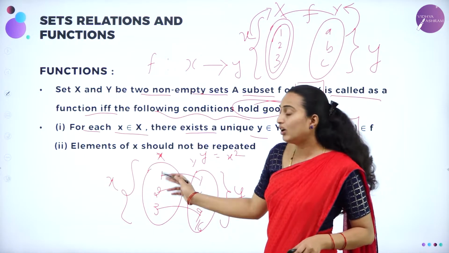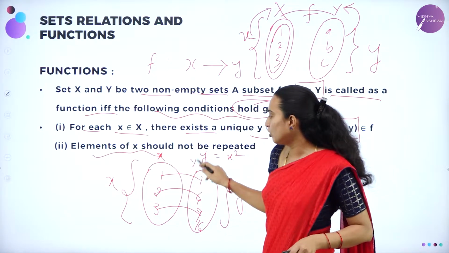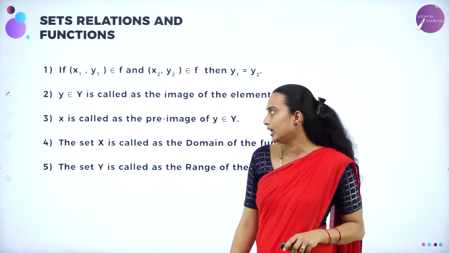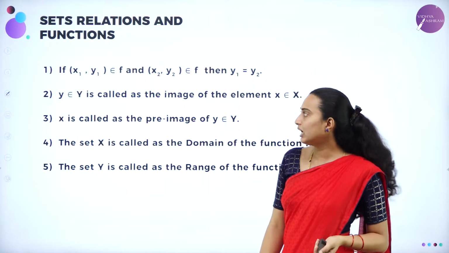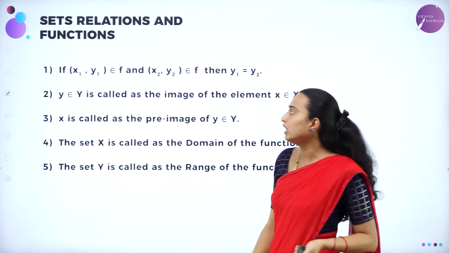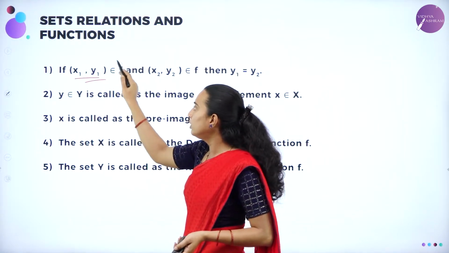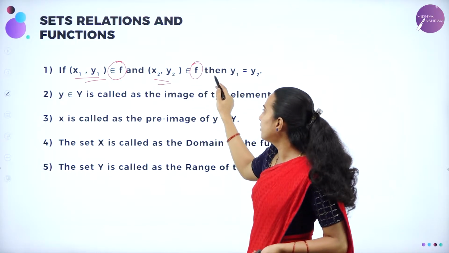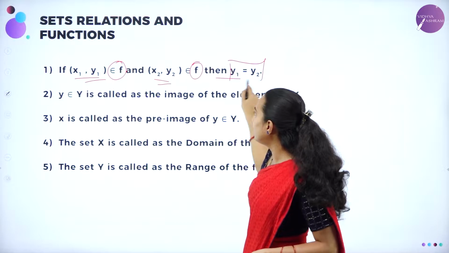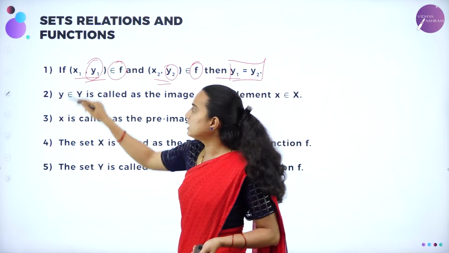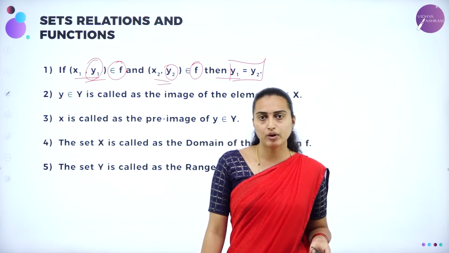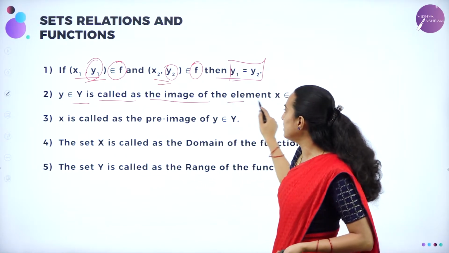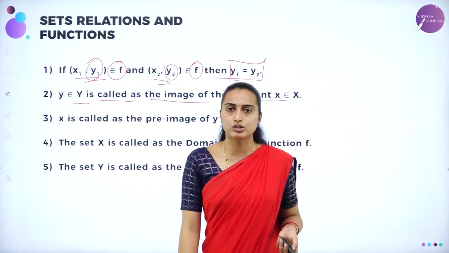Okay, and then relation. Now elements of X should not be repeated. That is a condition. Next, here I have taken a notation of a function: if (x1, y1) belongs to the function and (x2, y2) belongs to the function, then we are going to have y1 equal to y2. Okay, next, if y belongs to Y, it is called the image of the element x belongs to X.